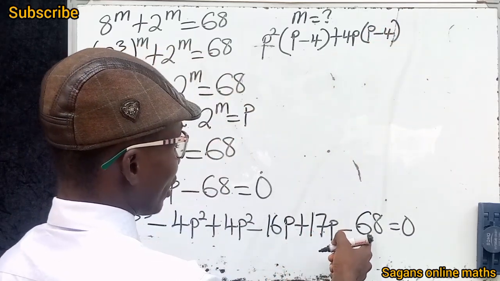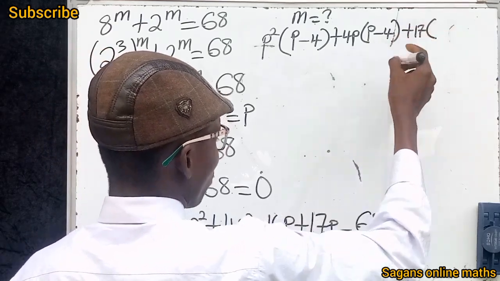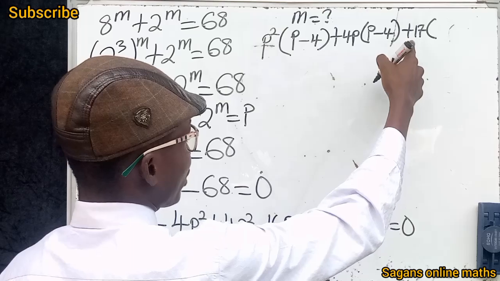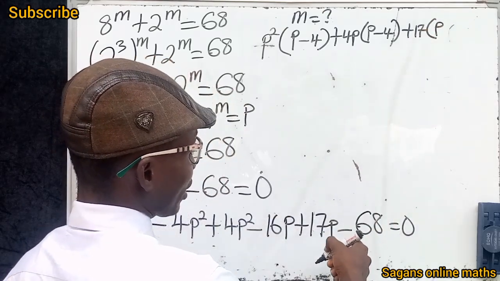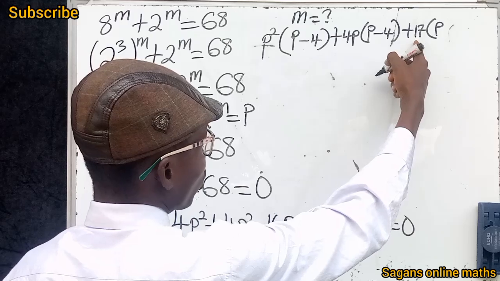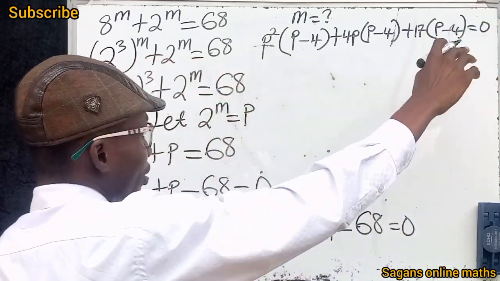Now, what is common here? Since 17 can go into 68, that means 17 is common, right? So plus 17 is common. 17P divided by 17 gives me P. Minus 68 divided by 17 gives us minus 4, okay? All this equals what? 0.